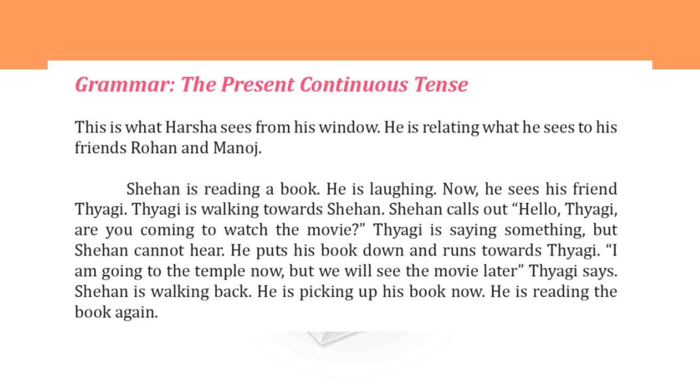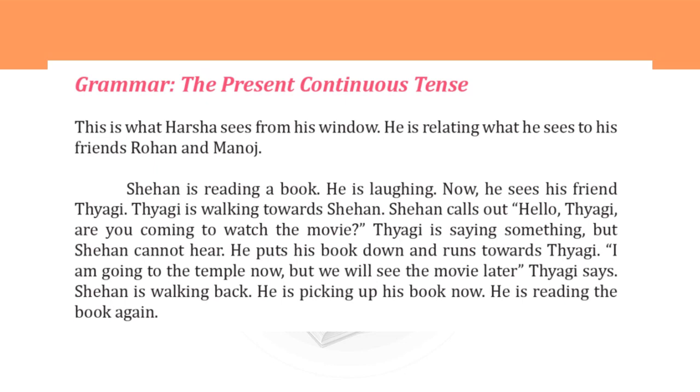Shehan is reading a book. But the present continuous tense and now verb order ing form சேர்க்கிறது. But Shehan is reading, that is also present continuous tense. He is laughing, is order laughing, so that is also present continuous tense.